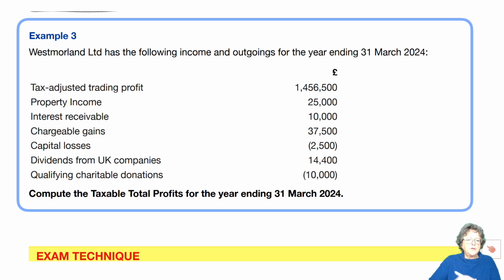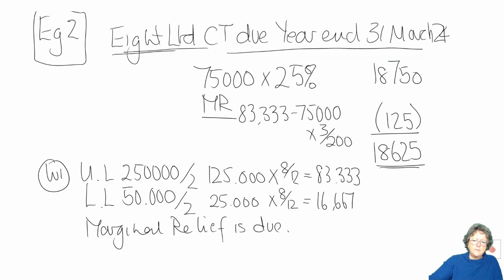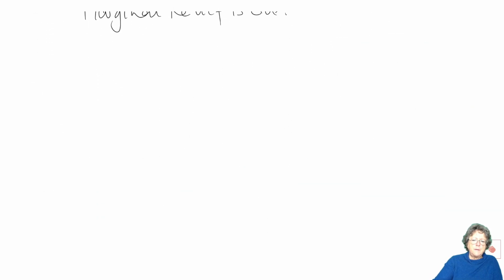So we have a fuller example here of Westmoreland, which has the following income and outgoings for the year ended 31st of March. We have trade adjusted profit, so that's already been done for us. We have property income, interest receivable, gains, capital losses, dividends, and QCDs. What is the TTP for the year? All right, let's have a look at that.